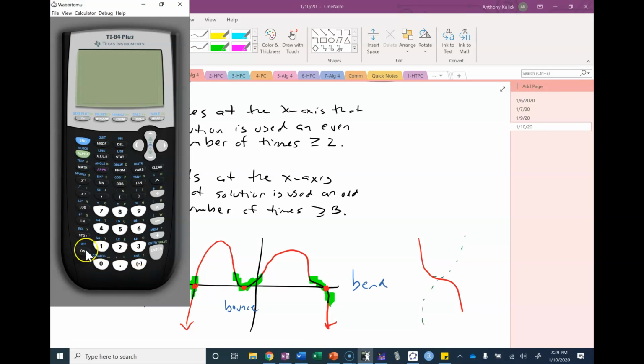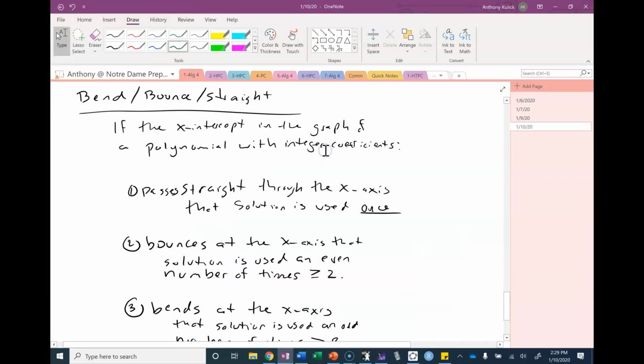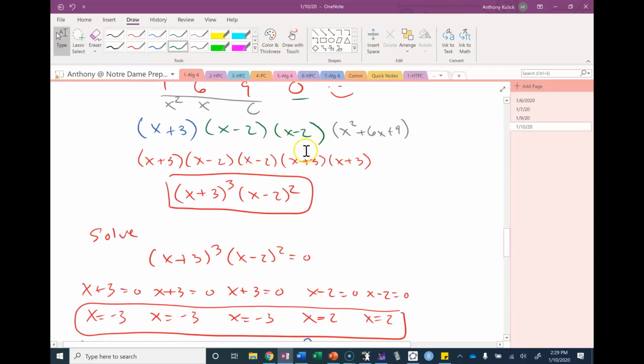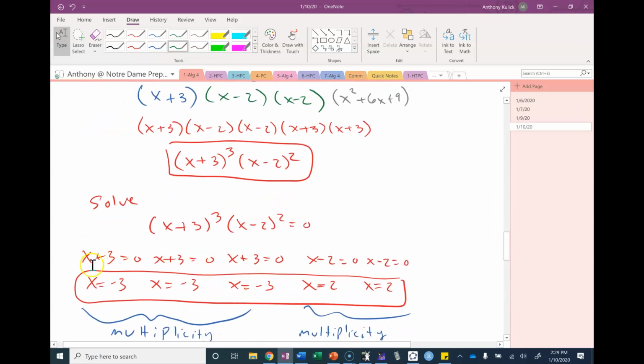So if we looked at that polynomial in number 4, if I look at the graph, this is a bend, right? This was a bounce. When we go back and look at the answer that we got there, -3 was used 3 times, +2 was used 2 times. At -3, there was a bend. At +2, there was a bounce.